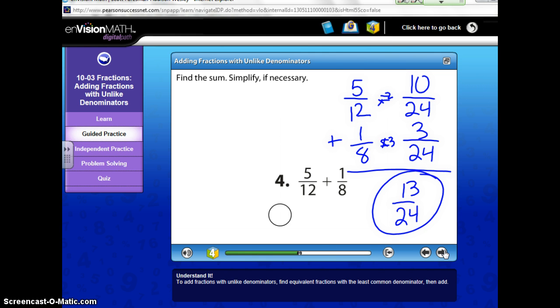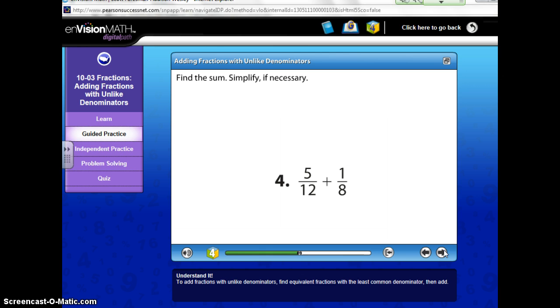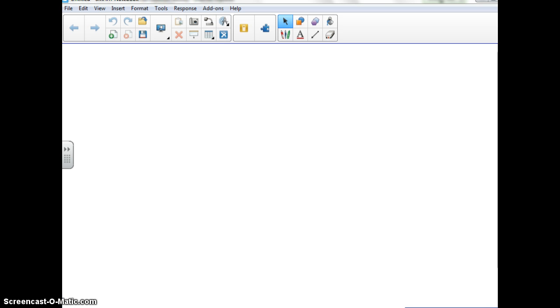Okay, are you ready for some more? Now, you will notice today that you may have to either write small, or it might take you 2 pages on your iPad just to show your work, and that's okay. Our first problem that we're going to work through together.